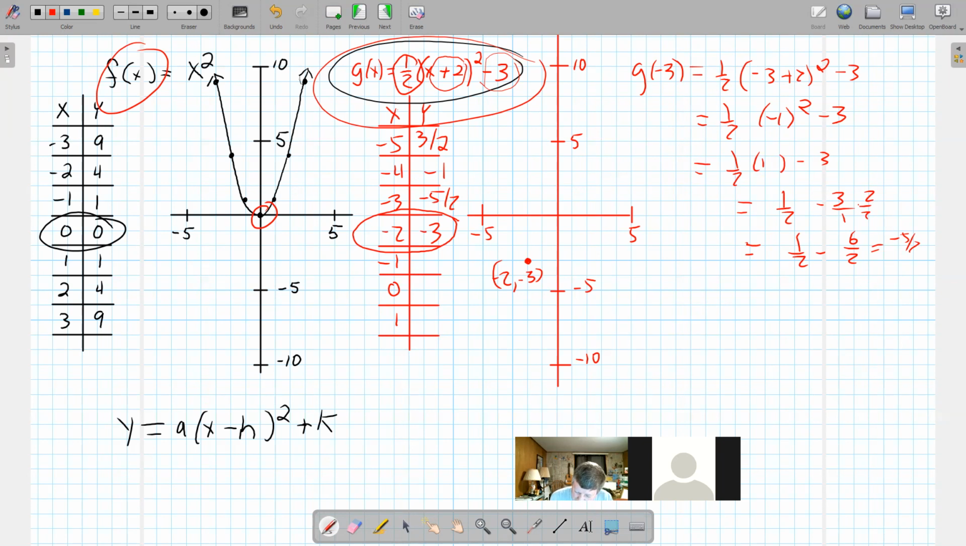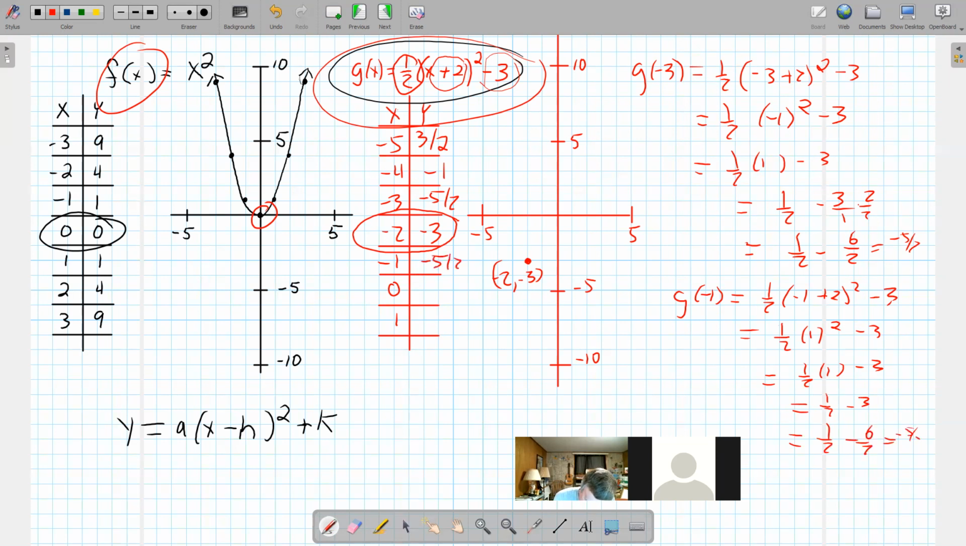Let's see here. G of -1 equals 1/2 times -1 plus 2 squared minus 3, which is 1/2 times 1 squared minus 3, which is 1/2 times 1 minus 3, which is 1/2 minus 6/2, which is -5/2. And if I went on, you'd see that I'd also get -1 and 3/2 there because, again, of that symmetry. All right, any questions before I start plotting points?